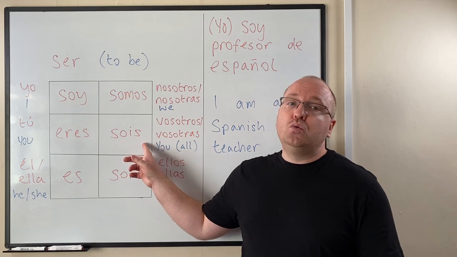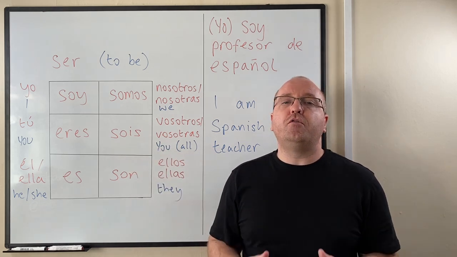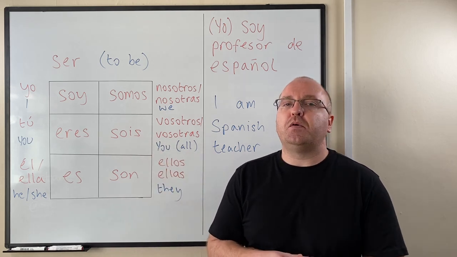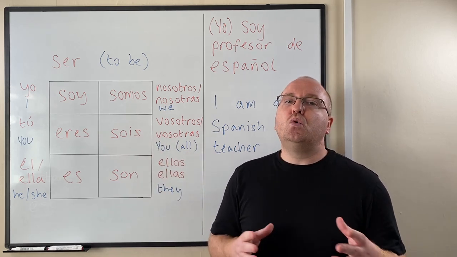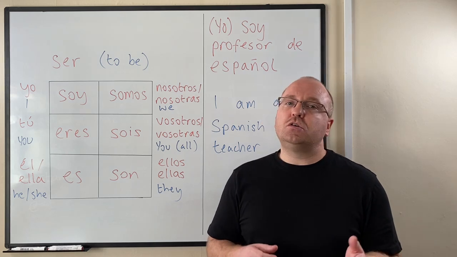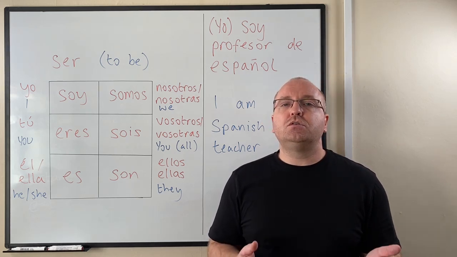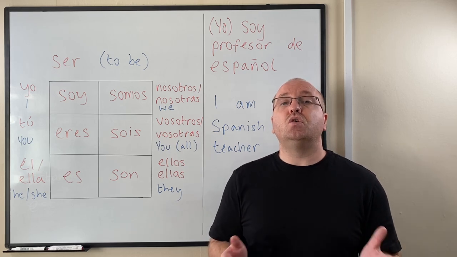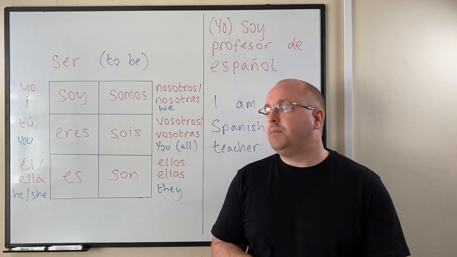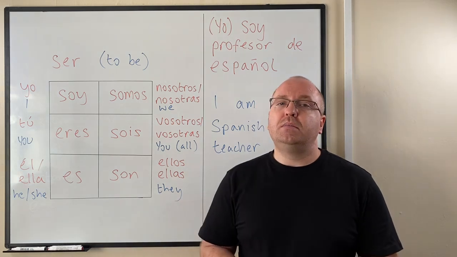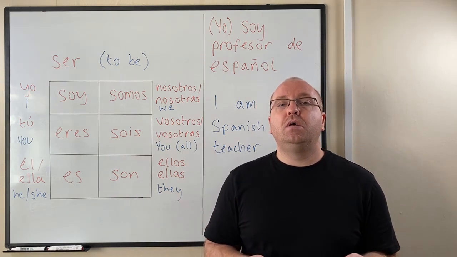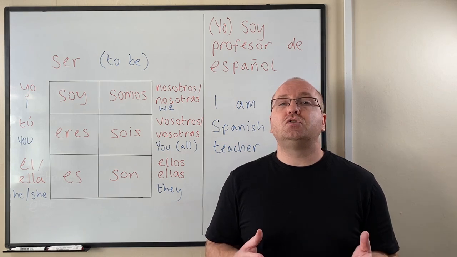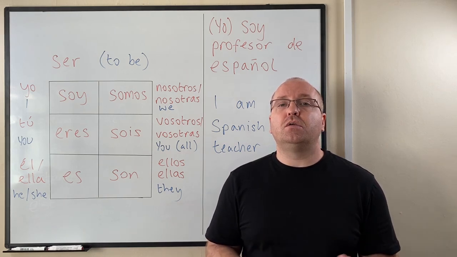This one, you all, is the plural word for you in Spanish, and this one is only used in Spain. It's not used in South America. So to say you all are, it's vosotros sois. Or if we're addressing a group of women, it would be vosotras sois. And then they are is ellos son. Or if it's a group of women, it would be ellas son.